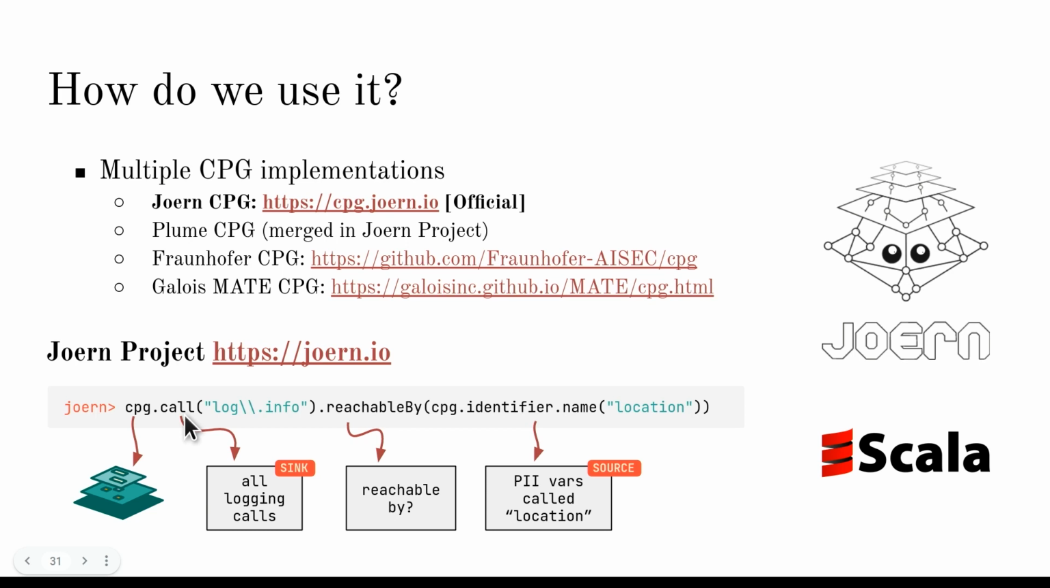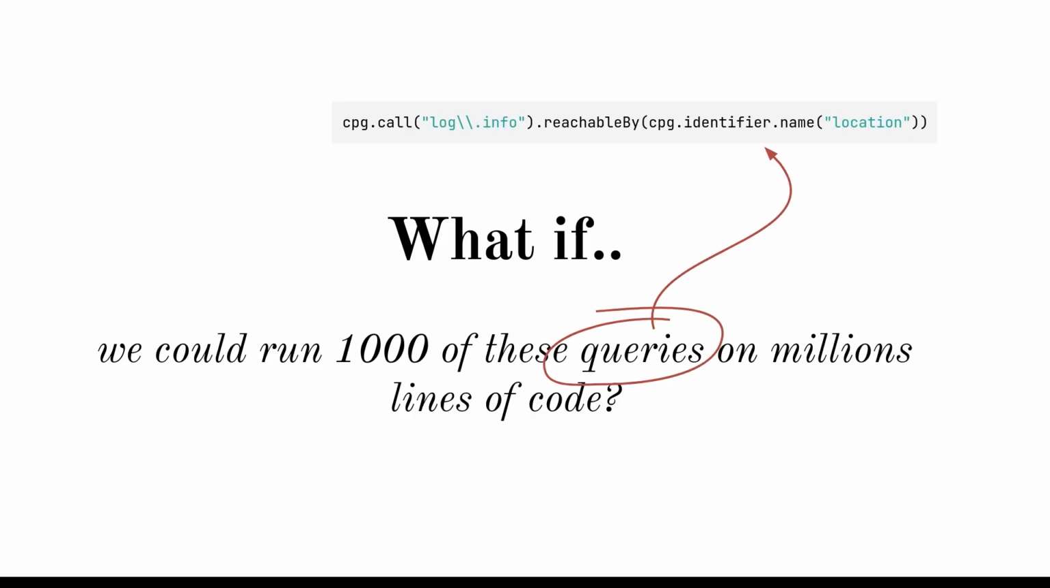So you have the code in front of you and you're going to ask it, give me all the logging sinks. Are they reachable by this PII variable called location? So you can see this is quite powerful. What if we could run thousands of these queries on millions of lines of code? We get insights about it, and we can get privacy insights about it. Is this kind of PII data going to leak to this log, to this file, to this database? You can make permutations, and then interesting stuff happens.